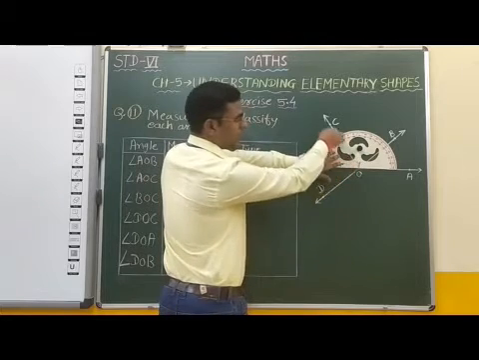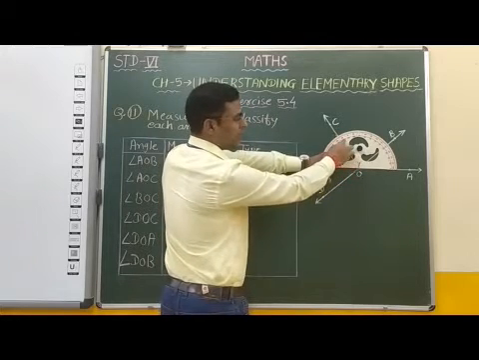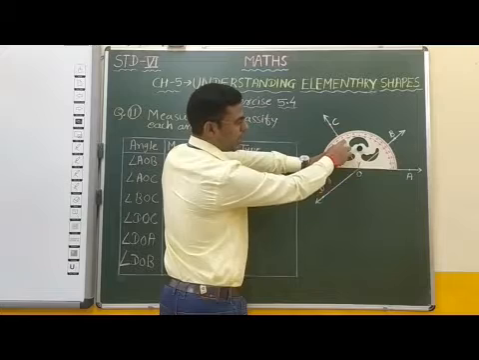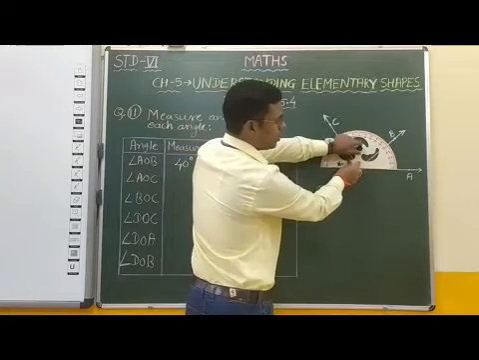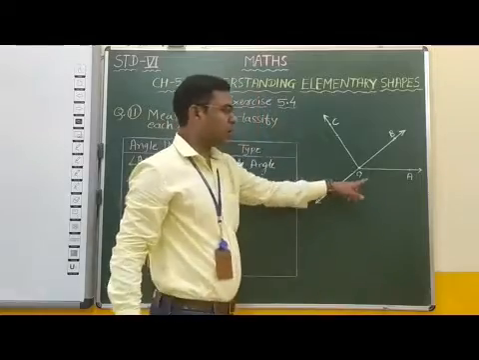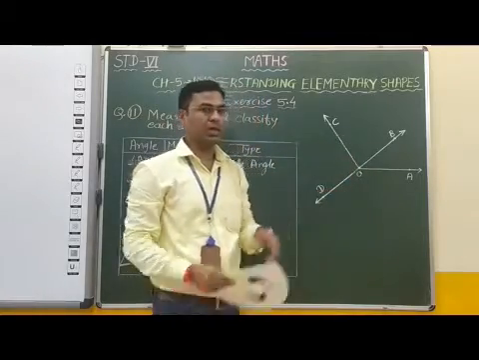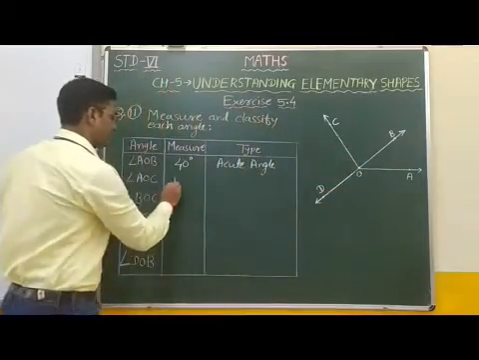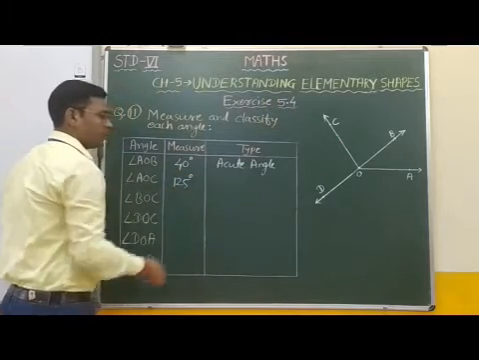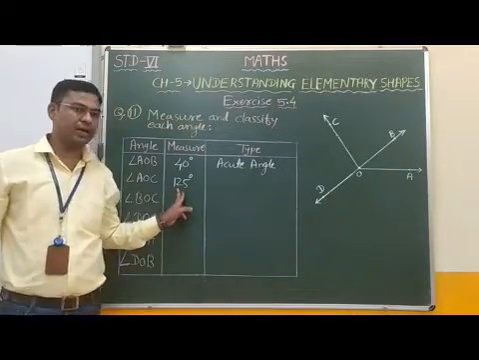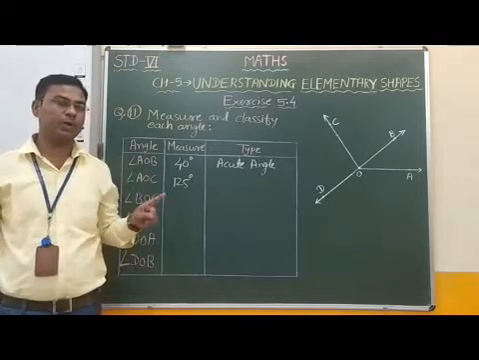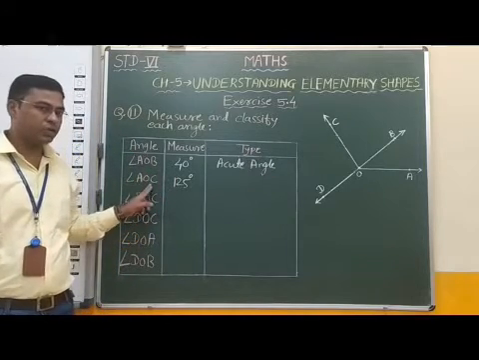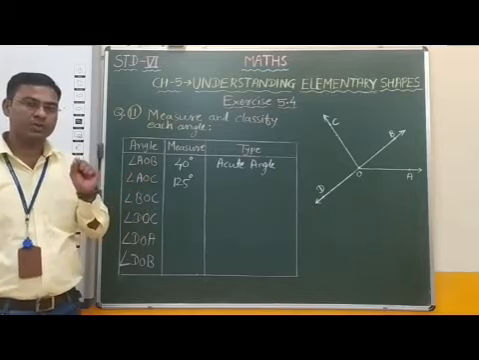Now, this second ray lies between 120 and 130, and it is exactly on 125. Therefore, the measure of angle AOC is 125 degree. Now, this angle lies between 90 degree and 180 degree. Therefore, the angle AOC is an obtuse angle.